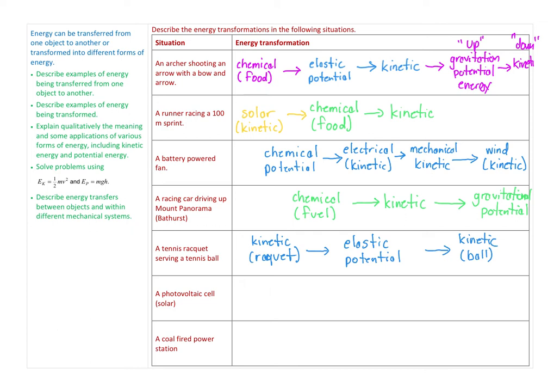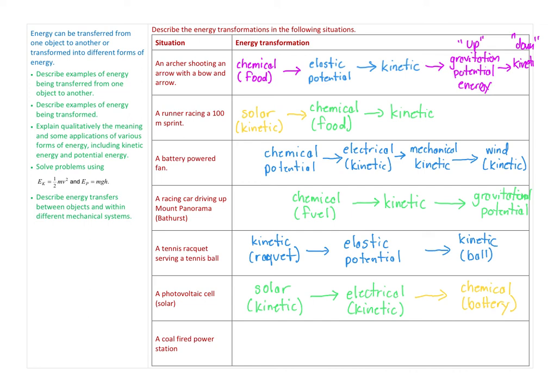So let's talk about a photovoltaic cell, which is basically a solar cell. In this case, you would have solar energy to start off with, which is again a form of kinetic energy. And that would be converted into electrical energy, which is another form of kinetic. Now, if that was being used to power a battery, it might be that the electrical then gets converted into chemical if you were charging up a battery. That's probably the most likely one you would have.